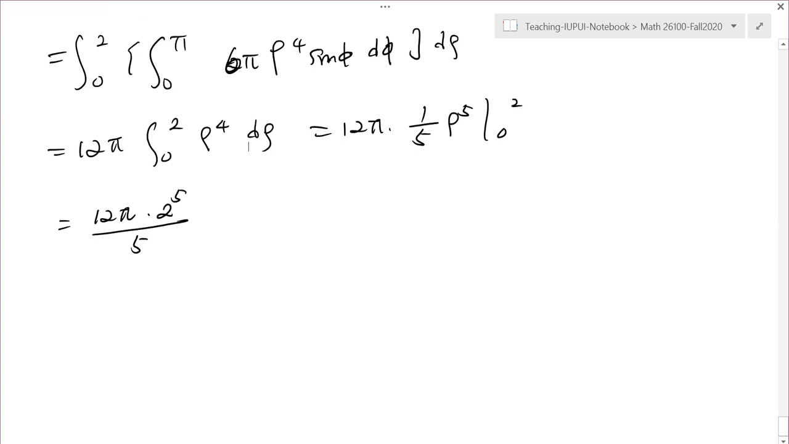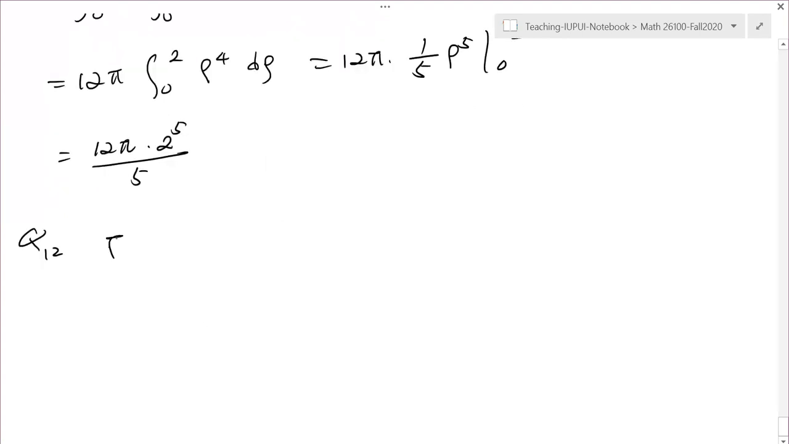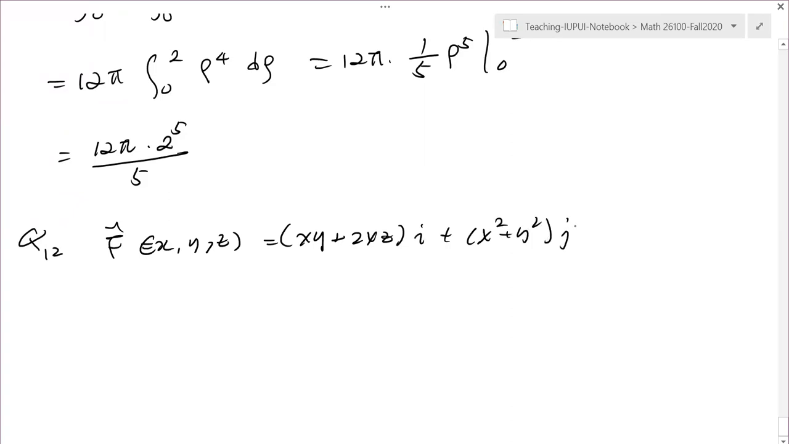I will try to explain problem number 12, but maybe I don't have time to finish the computation. So we have a vector field F at every point x, y, z, which is xy plus 2xz i, and x squared plus y squared j, and xy minus z squared k.